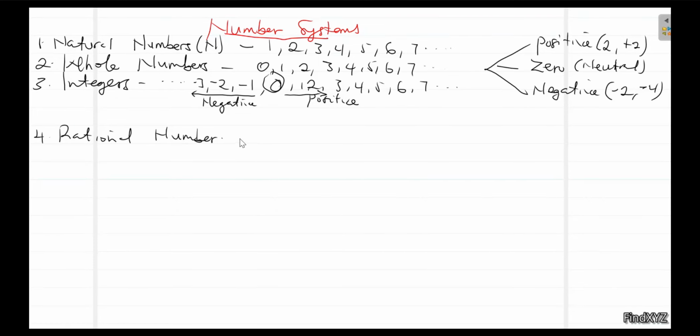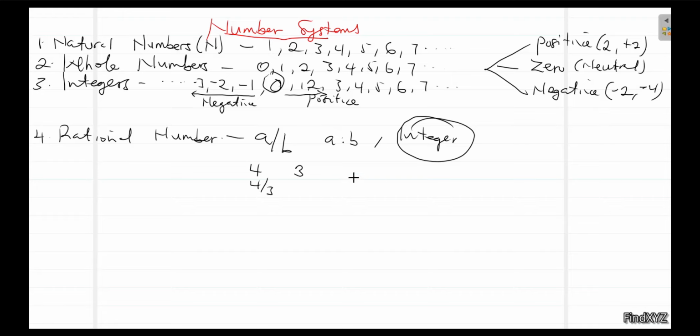With rational numbers, it can be expressed as a fraction or a ratio of 2 integers. So if I pick a over b, or a is to b, since it's a ratio, we can express it as a fraction. So it means that a and b have to be integers. Take note, it has to be an integer. So pick any integer. Let's pick 4 and 3. We can express 4 and 3 as 4 over 3 or 3 over 4. Now these numbers are what we call rational numbers.